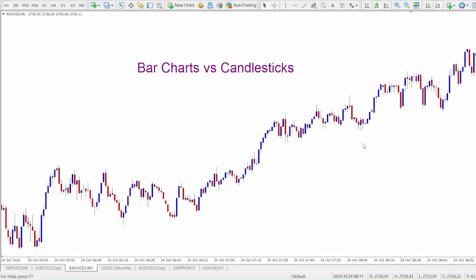All right, so if you're looking to enhance your trading analysis, stick around because we are unpacking the unique features and benefits of both chart types, right? Let's start with bar charts. Okay, so I'm just going to be changing this to bar charts.